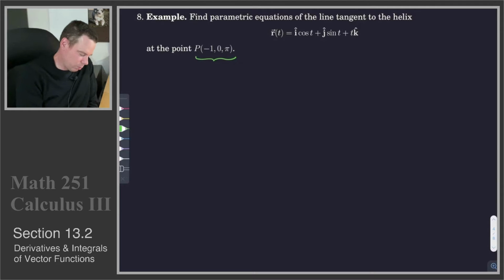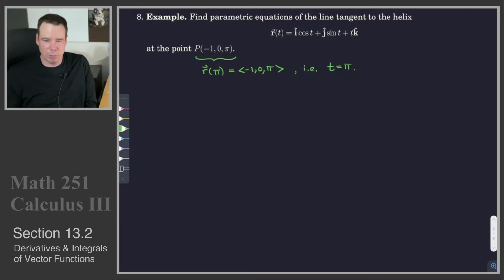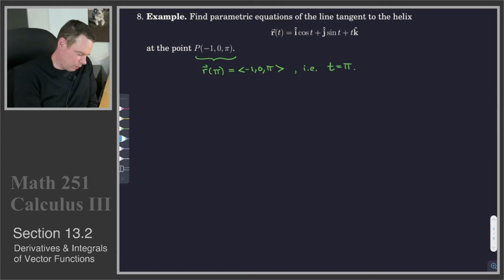Okay, so this corresponds to t equals pi. So r of pi is producing this point. So in other words, t is equal to pi. That's the corresponding value of the parameter that produces this point. I'm interested in finding parametric equations for the tangent line. So I'm going to look for the tangent vector first.